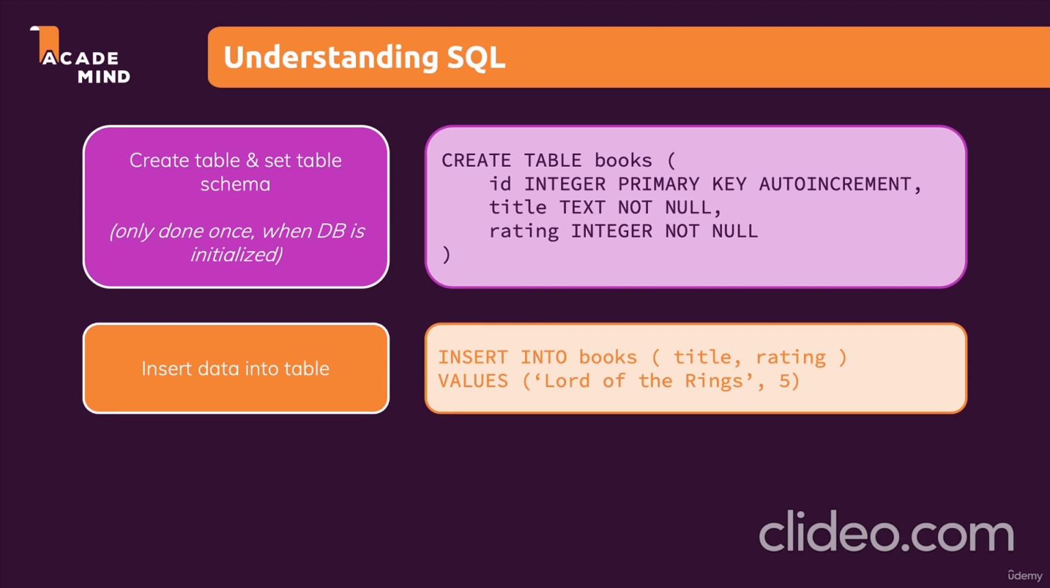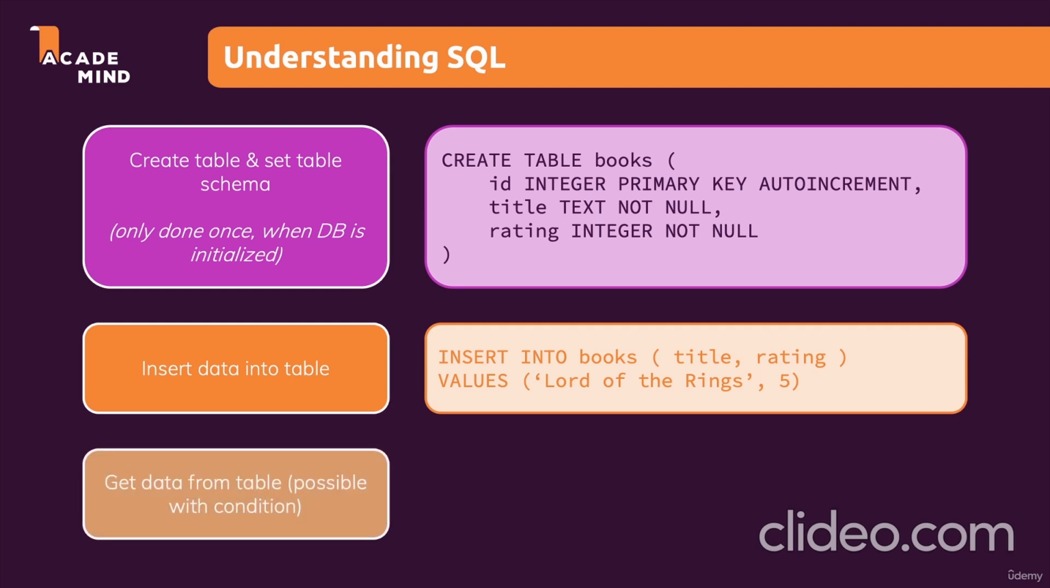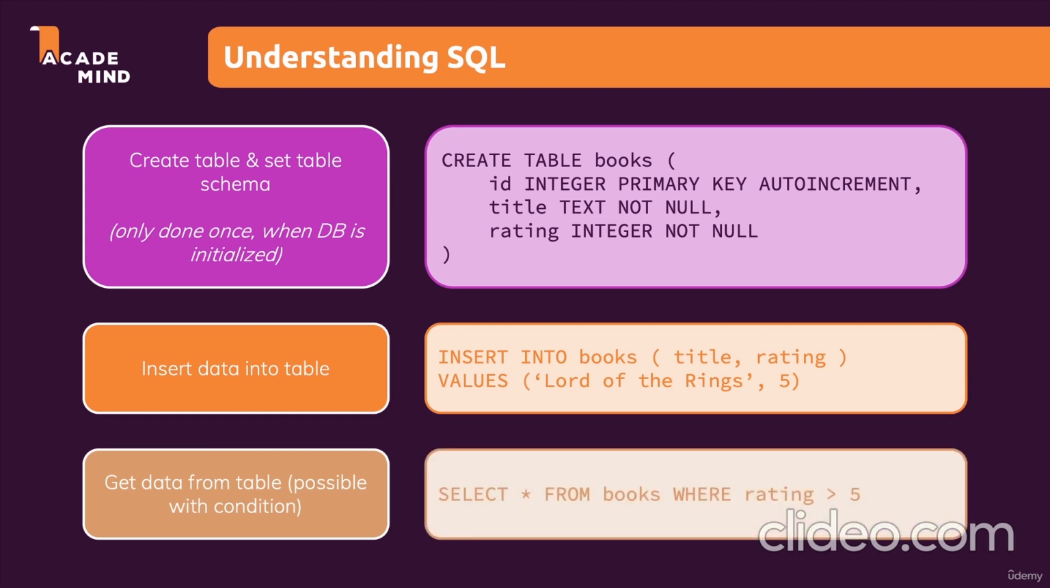And of course, then at some point in our website, we also might need to get data from a table, maybe also with a certain condition set. And then that's how the SQL syntax would look like. Select star from books simply means select all columns, so all values from the books table, and then where rating greater 5 means for the rows, so for the entries where the rating column has a value greater than 5. So these are some example SQL queries.